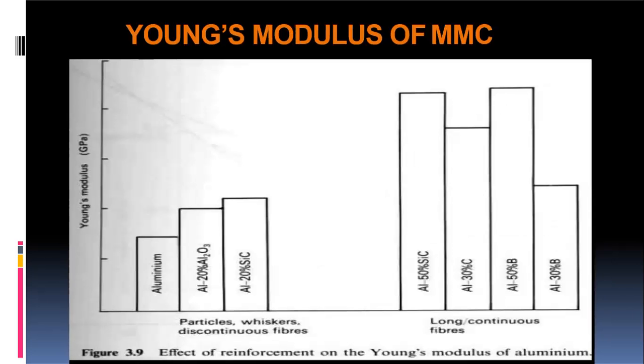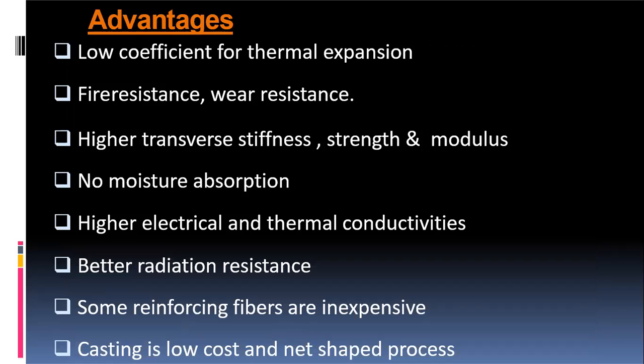Next, we can see the Young's modulus compared across the different metal matrix composites, that is the particles, whiskers, and discontinuous fibers, with the long and continuous fibers. Generally, these long and continuous fibers have a good Young's modulus, very high in gigapascals, compared to the particles, whiskers, and discontinuous fibers.